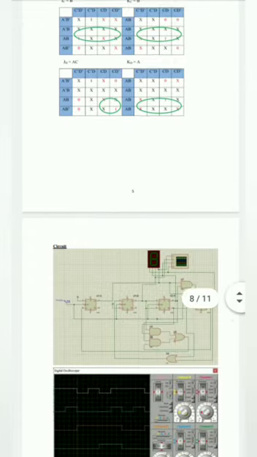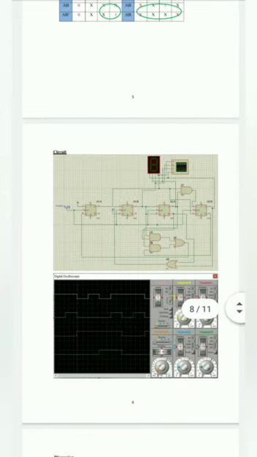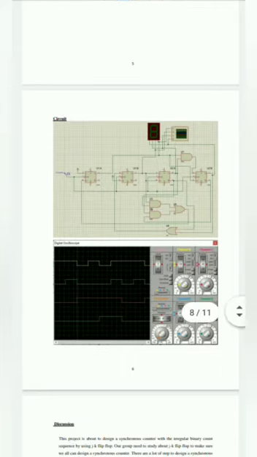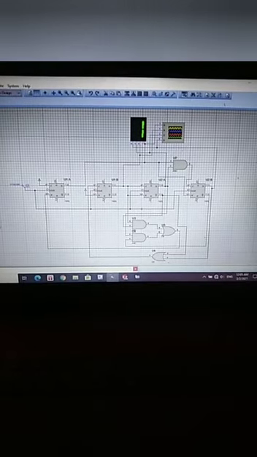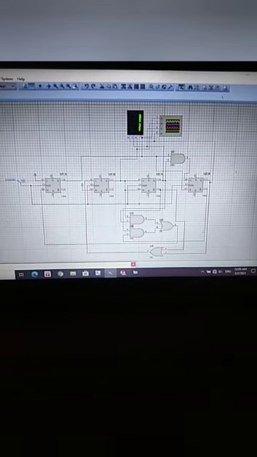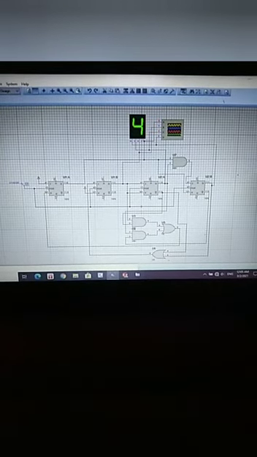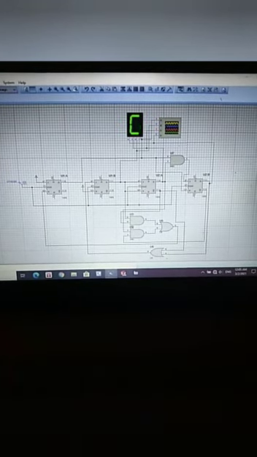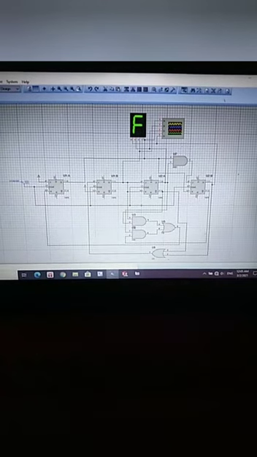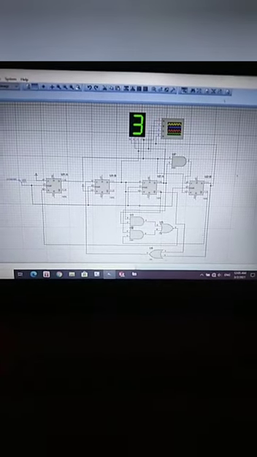Next, I will show our circuit for this project. This is our circuit for this project and the data output. Next, I will show the simulation of the circuit. That's how our circuit is functioning.